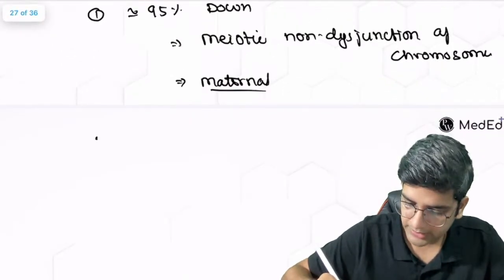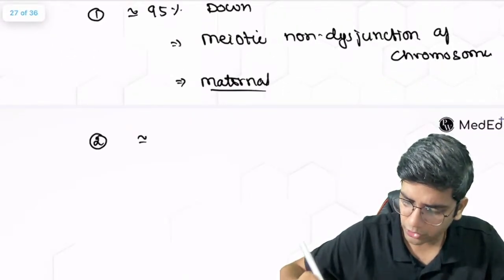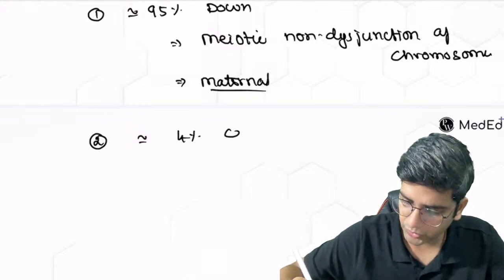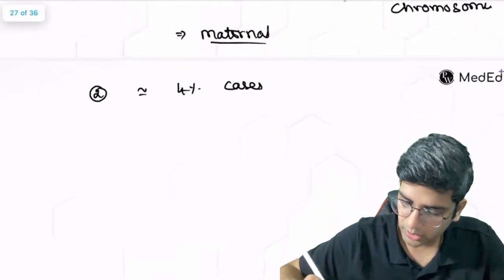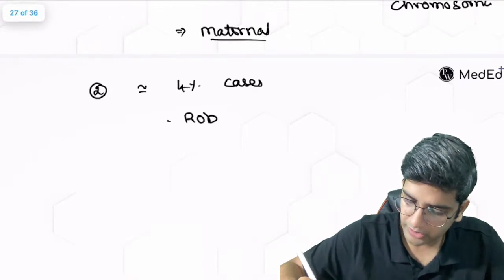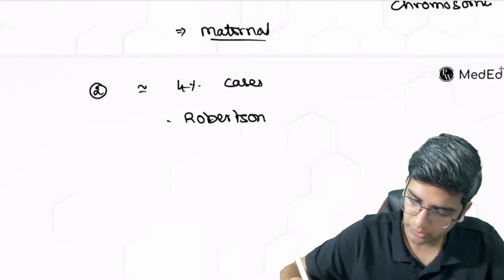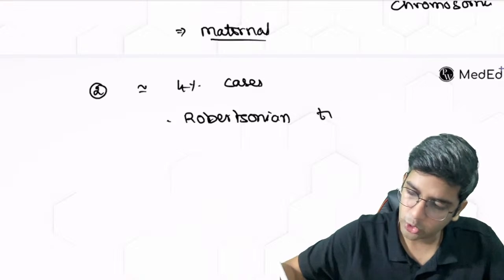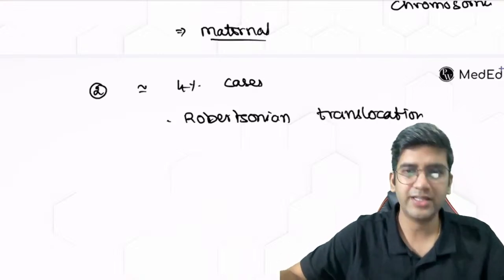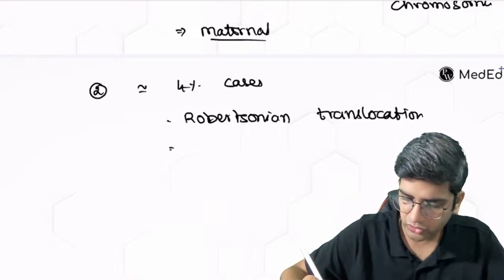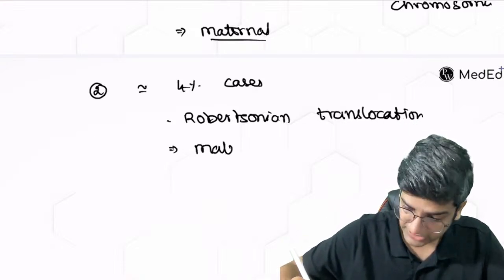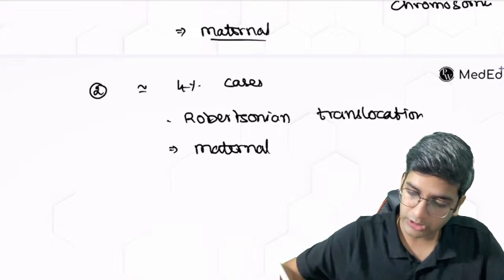Second one, which happens in approximately 4% of cases of Down syndrome, is something called a Robertsonian translocation. This is the pathogenesis, right? So Robertsonian translocation is very, very less. It's just 4%. But Robertsonian translocation, please write this. Don't forget this. It's very important.